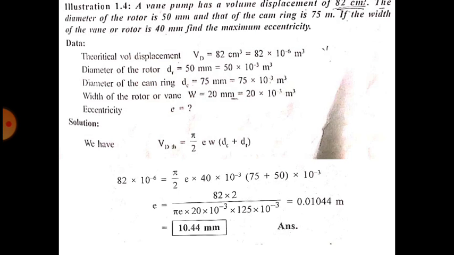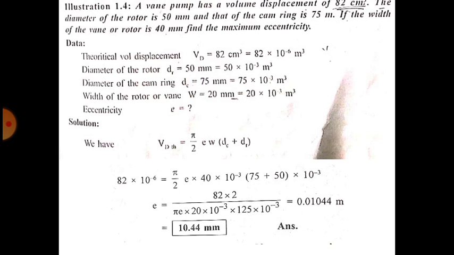A vane pump has a volumetric displacement of 82 cm³ per revolution. The diameter of the rotor is 50 mm, and the diameter of the cam ring is 75 mm. If the width of the vane or rotor is 40 mm, find the maximum eccentricity.